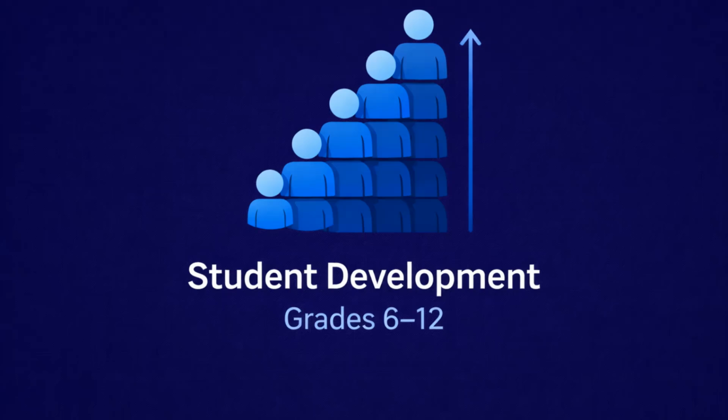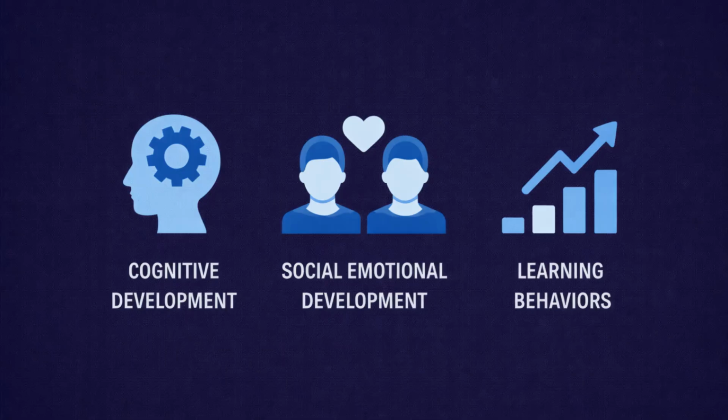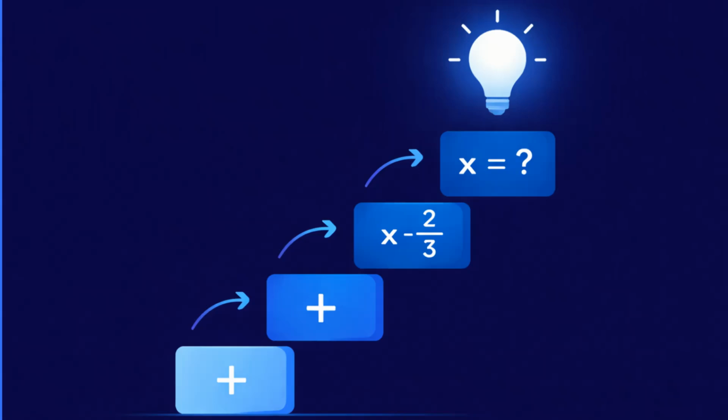Today we're going to focus on student development in grades 6 through 12 and why development matters for math instruction. In a graduate context, I want to be explicit about what we mean by development. We're talking about cognitive development, social and emotional development, and the development of learning behaviors like self-regulation and persistence. When instruction aligns with how students are developing, students are more likely to access the math, engage with the tasks, and make meaningful progress. I also want to connect development to how we plan lessons.